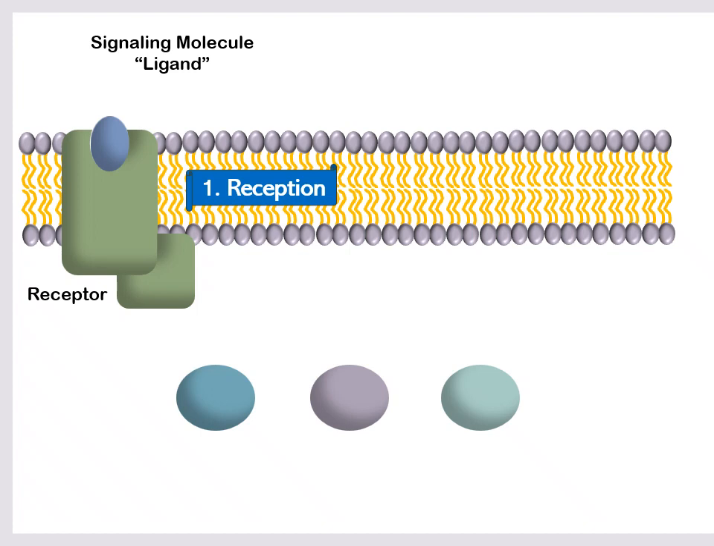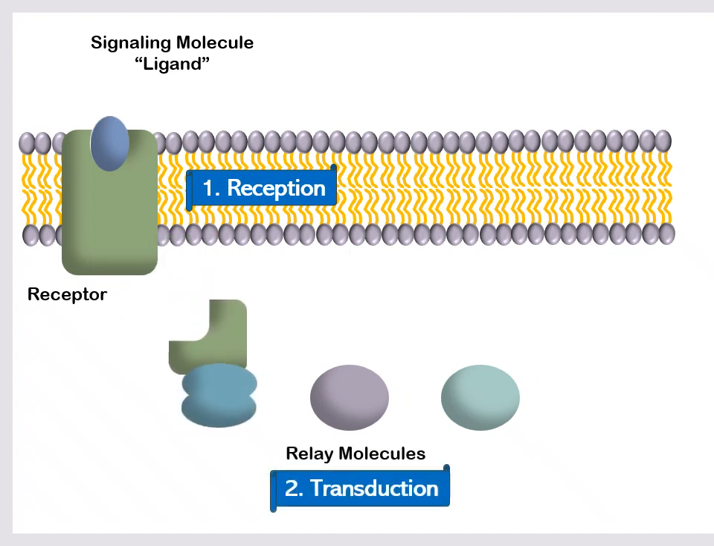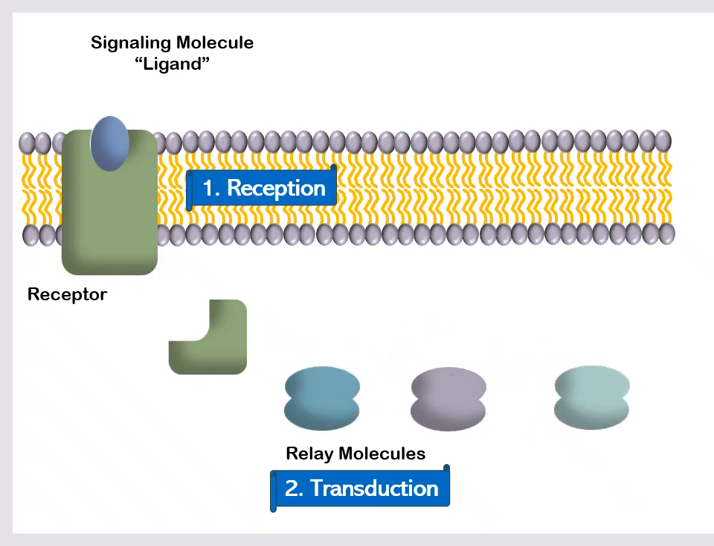This typically causes a conformational change in the receptor, which activates a series of relay molecules in the process of transduction. This concludes with the activation of a cellular response, which could be a variety of activities, such as turning on a gene, transporting something, moving the cell, or even cell division. The specific response will depend on what the signal is and what type of cell received it.